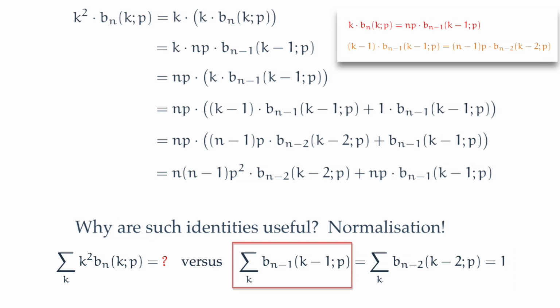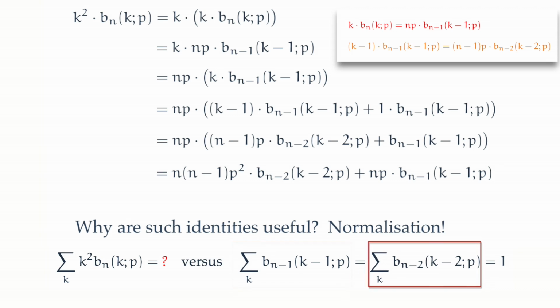If instead we consider an experiment where we toss the coin n minus 1 times, and we sum the probabilities bn minus 1 of k minus 1 over all k, well, that just says sum over all possibilities for successes in n minus 1 trials. And again, the binomial probabilities add to 1. And likewise, if you sum over all k, the probability is bn minus 2 of k minus 2. Again, we are considering an experiment, this time involving n minus 2 tosses of a coin, and we're summing over all possibilities for the accumulated number of successes, and again, these probabilities add to 1.